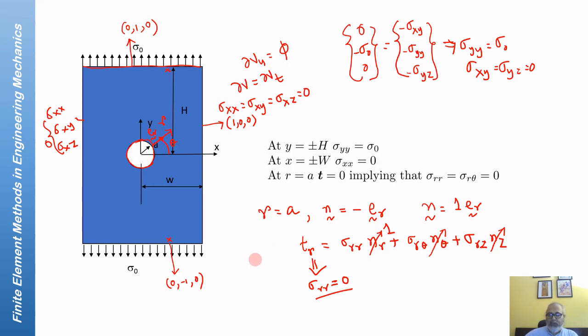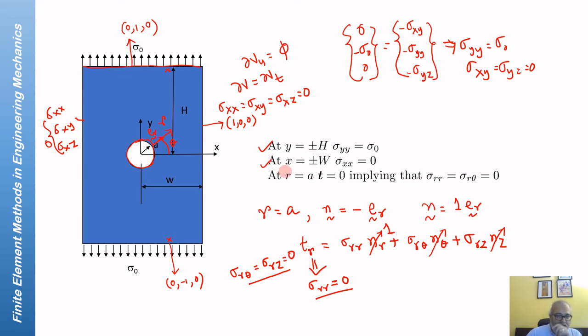Okay, so from T theta and Tz, you will infer that sigma r theta, sigma rz are also equal to 0. So on this surface, sigma rr, sigma r theta, and sigma rz are 0, and on these surfaces, this is the situation.